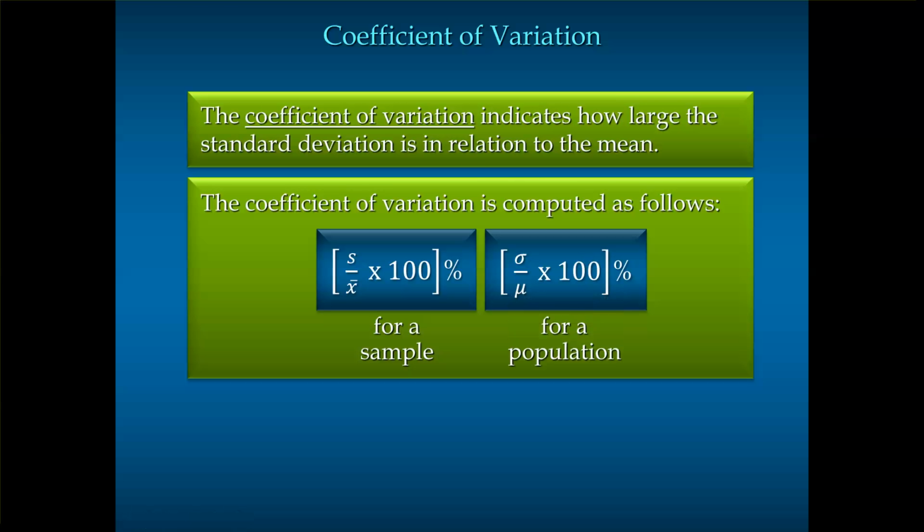And for the population, we use the same numerator, the population standard deviation, divided by the population mean, mu, multiplied by 100 and converted to a percentage.